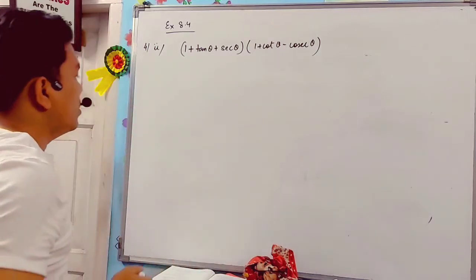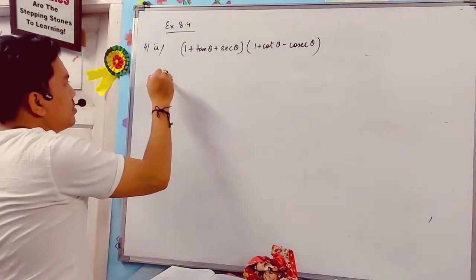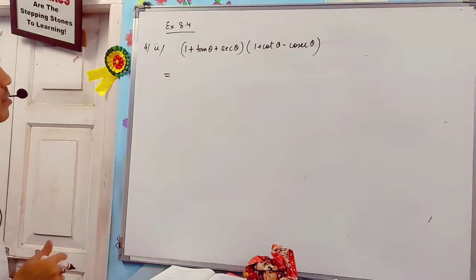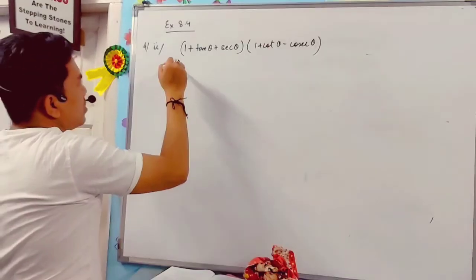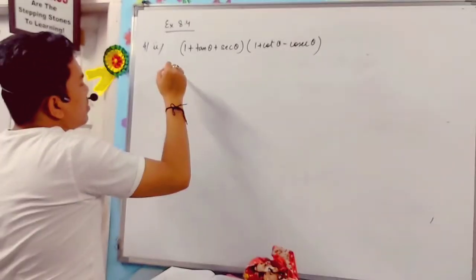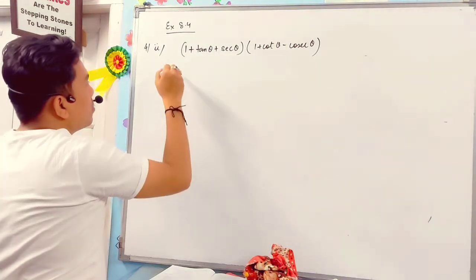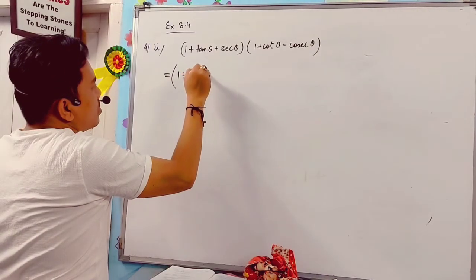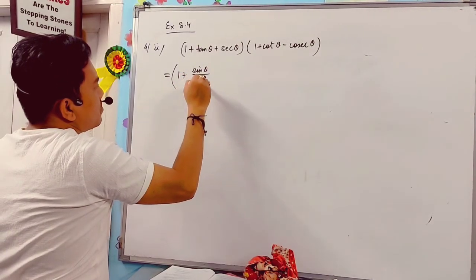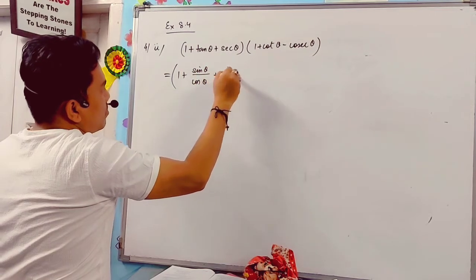So what will be the value of this? Now what we will do? We will convert each and every term into the form of sin and cos. So tan theta can be written as sin theta by cos theta. In place of sec theta we can write 1 by cos theta.